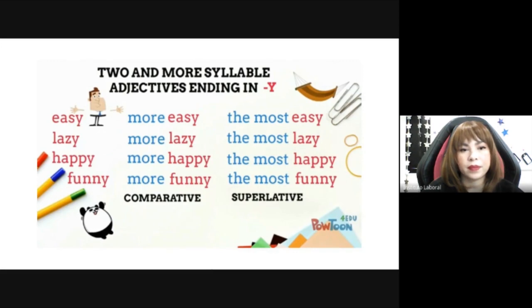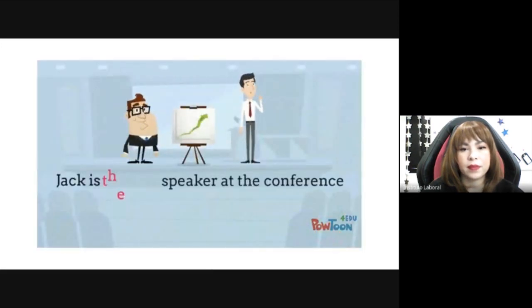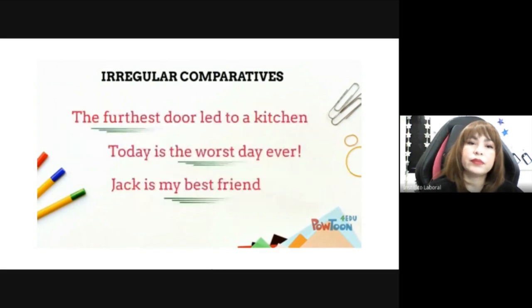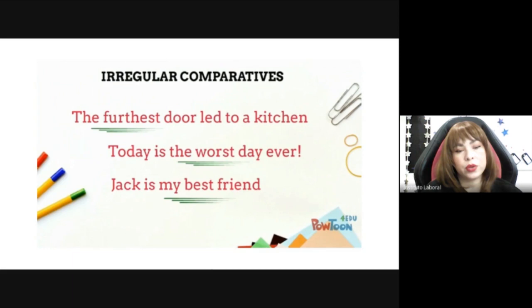Jack is the best speaker in the conference. So let's look at the irregular adjectives again. Good, better, the best. Bad, worse, the worst. Far, further, the furthest. Far, farther, the farthest. Today is the worst day ever. Jack is his best friend.